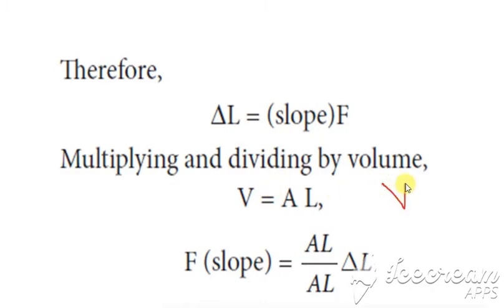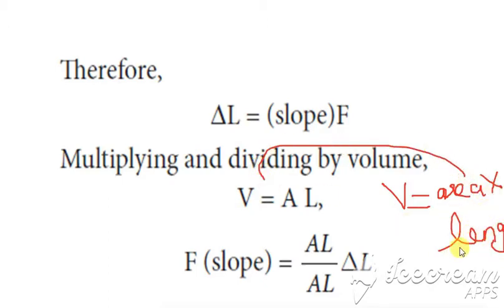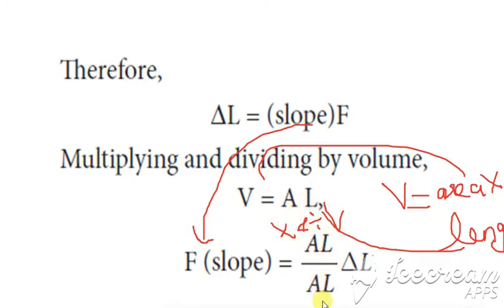Next is the formula for volume. Volume is equal to area into length, so area is A, length is L, so A into L. Now, taking the formula F into slope, what we are going to do is multiply and divide by the volume. So in this del L, we multiply and divide by the volume, which is AL, so AL divided by AL into del L.